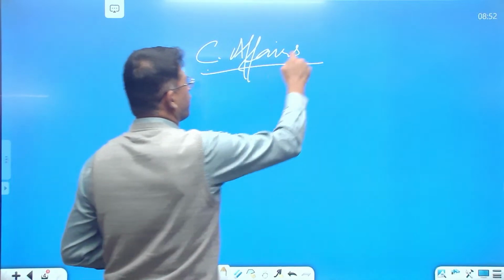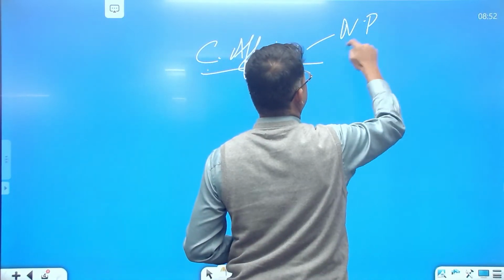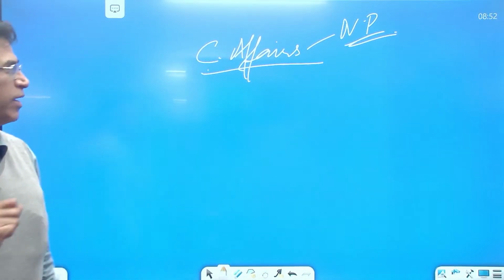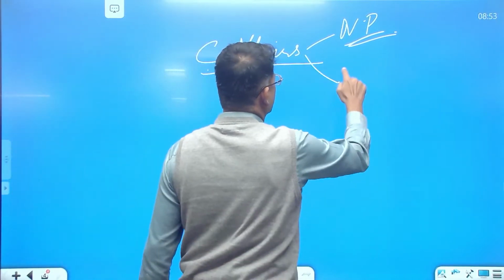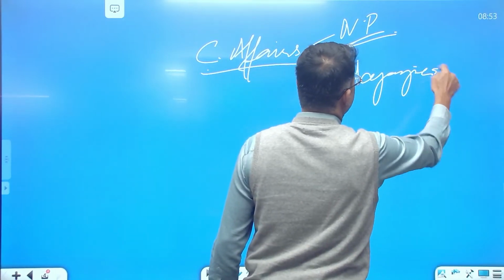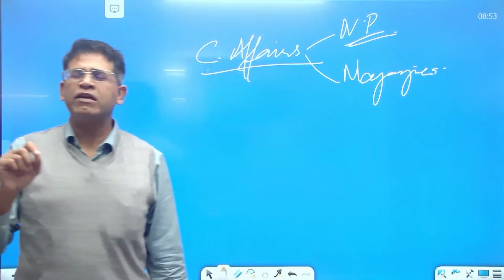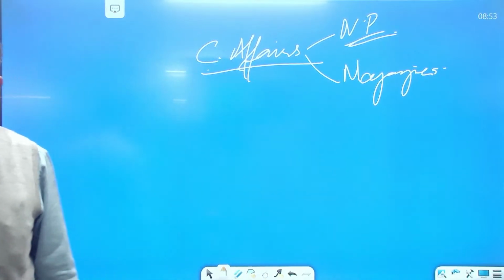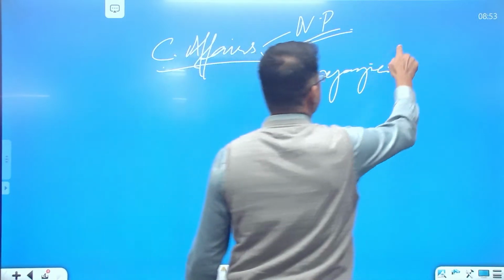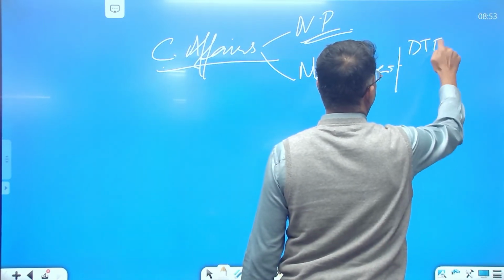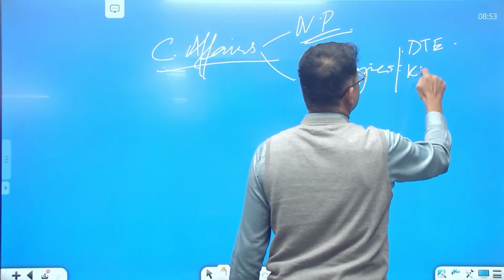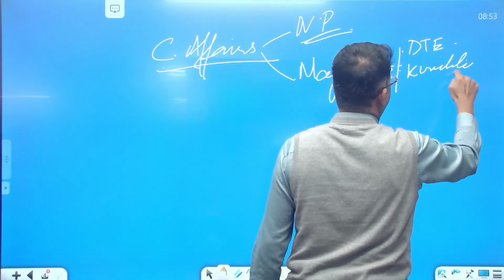The sources of current affairs: one is the newspapers, newspaper articles and editorials. A second source will be magazines. When I say magazines, I do not mean the booklets given by the institutes. The most important magazine I'm talking about is Down to Earth. The second important source is Kurukshetra and Yojana.